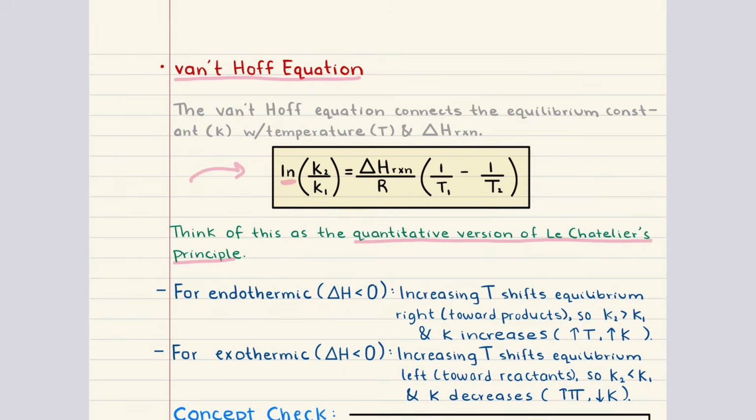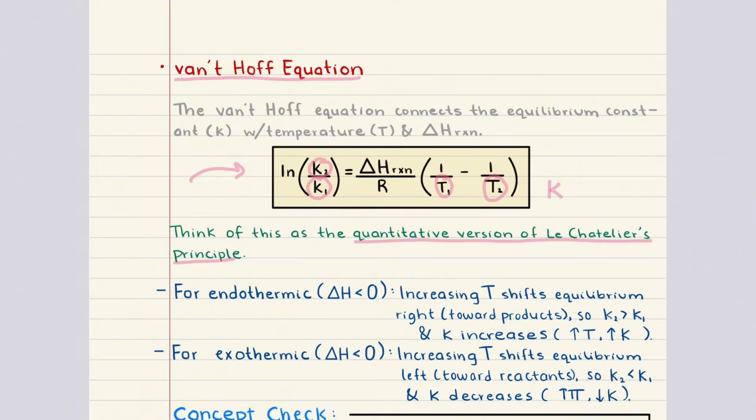The natural log of K2 divided by K1 equals the enthalpy of the reaction divided by the gas constant multiplied by the difference between 1 over T1 and 1 over T2. K1 and K2 are the equilibrium constants at 2 different temperatures, T1 and T2. And T1 and T2 are the 2 different temperatures.